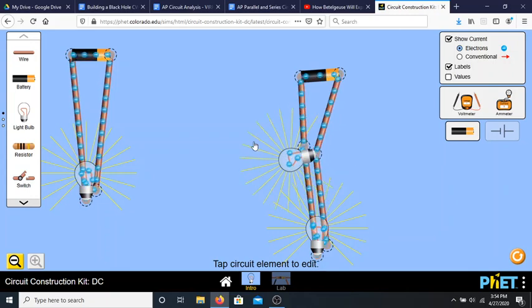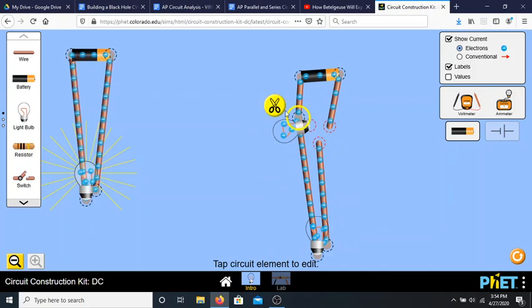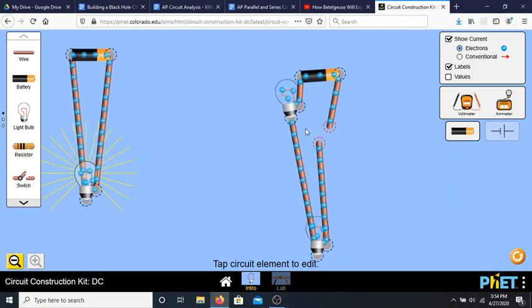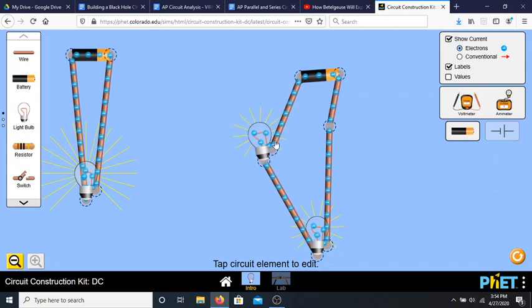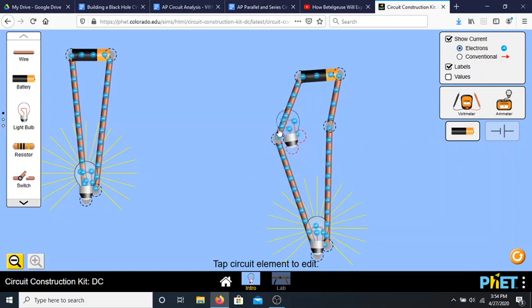And you'll notice if we look at it, the brightness is actually different compared to what it was originally. So let's say I cut this light bulb out, and I decide to put it in series instead. The brightness is now significantly diminished, because what we're going to find out is that because it's all in series, the resistance has changed a little bit, as opposed to when this is in parallel.